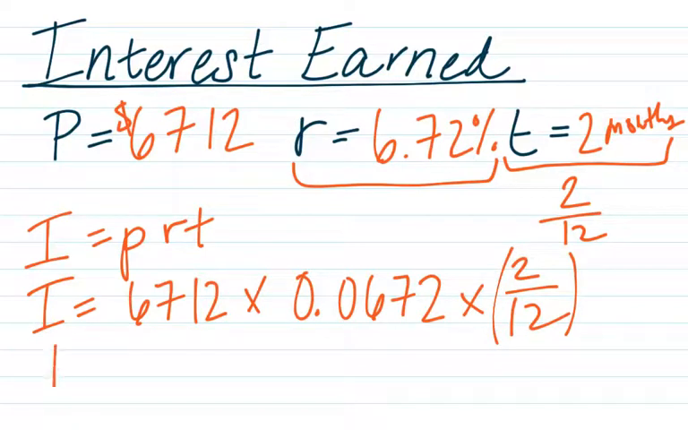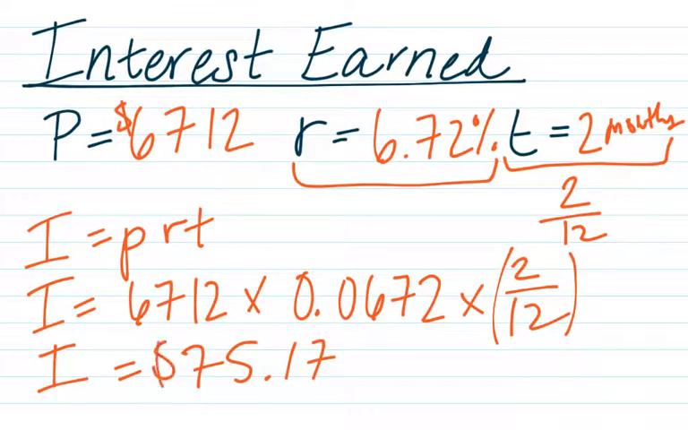When you multiply that together, we end up getting that the interest equals $75.17. Now, this actually gave me 17 and then a 4 and a 4, but this rounds down to the nearest cent because the check digit is 4 or less. So that would just be $75.17.